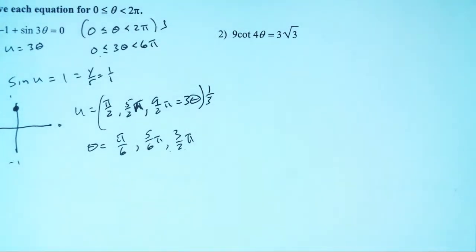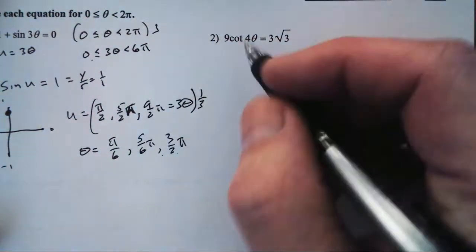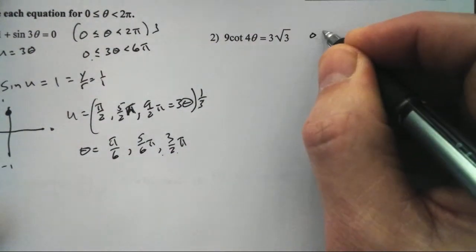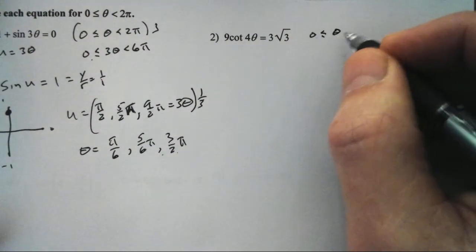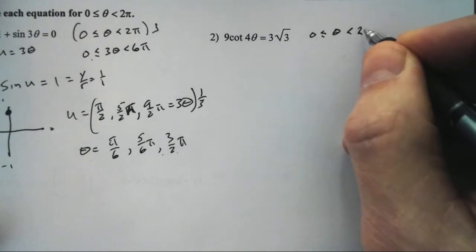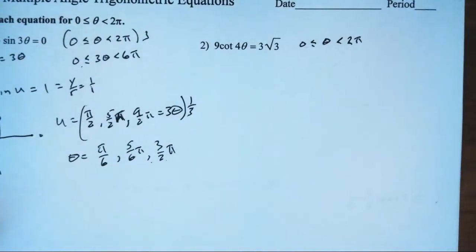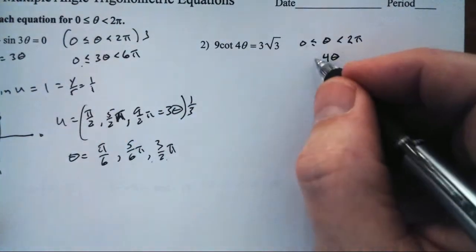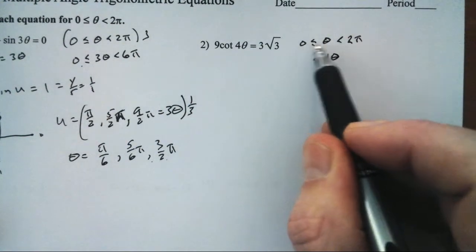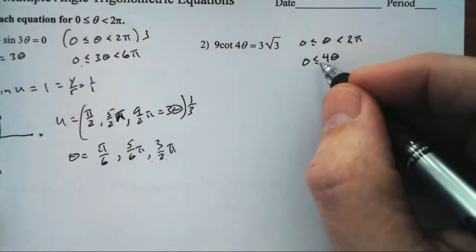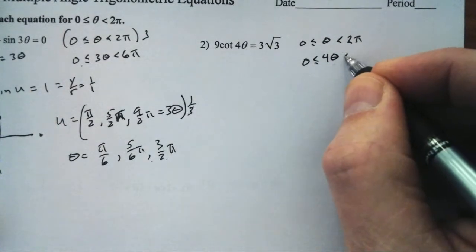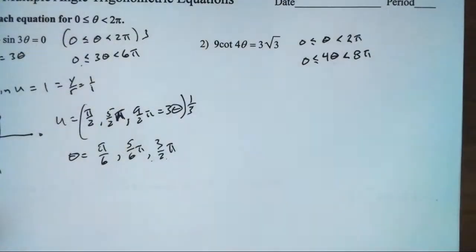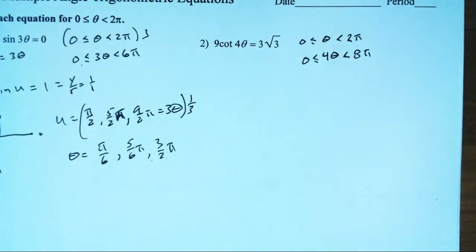I'm not going to just go odds. I've got answer keys for all of these for every problem for you to pass out, so you can be checking. So I just want to run through some of these. So 0 less than or equal to theta less than 2 pi. But I want 4 theta. So if I multiply these by 4, I get 0 less than or equal to 4 theta less than 8 pi. We're going to have to consider 4 revolutions worth of answers.